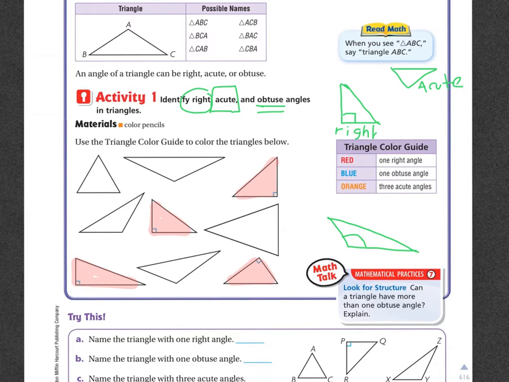Great job. Now we're going to label any triangles that have one obtuse angle as blue. Go ahead, pause the video, and give it a go. Great job. Pause the video for a second and find the obtuse angle in each of those blue triangles.